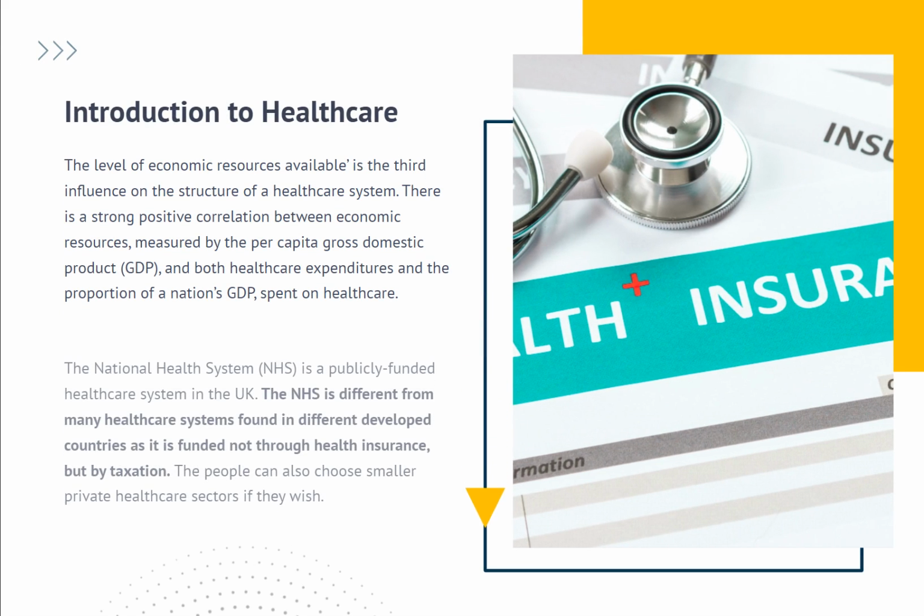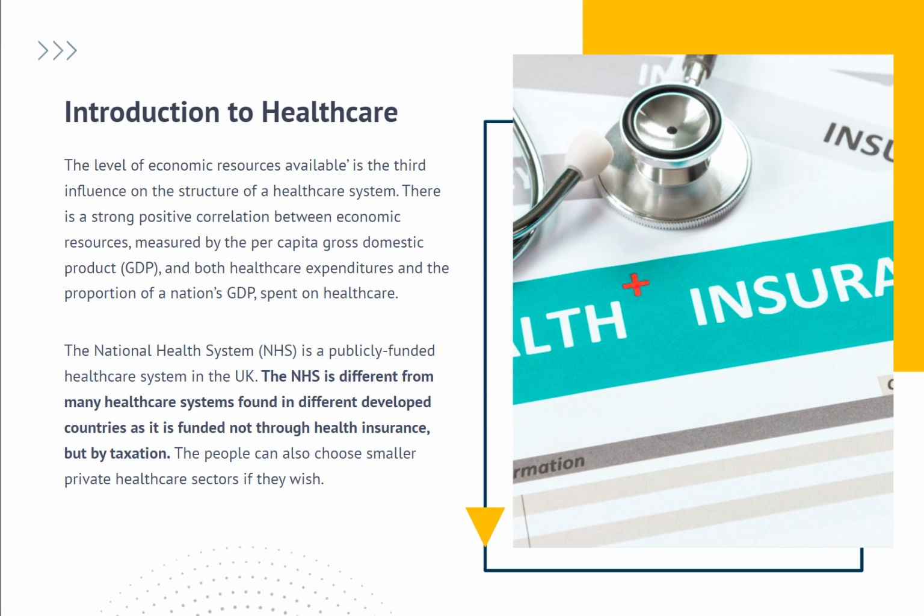The level of economic resources available is the third influence on the structure of a healthcare system. There is a strong positive correlation between economic resources, measured by the per capita gross domestic product, GDP, and both healthcare expenditures and the proportion of a nation's GDP spent on healthcare.